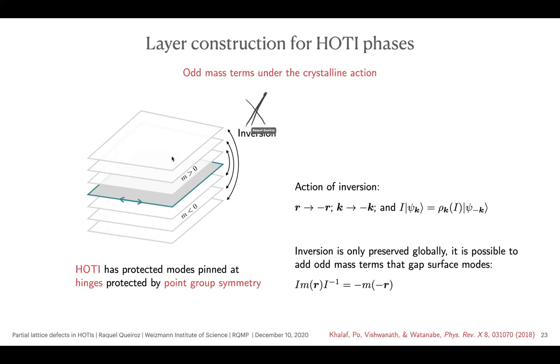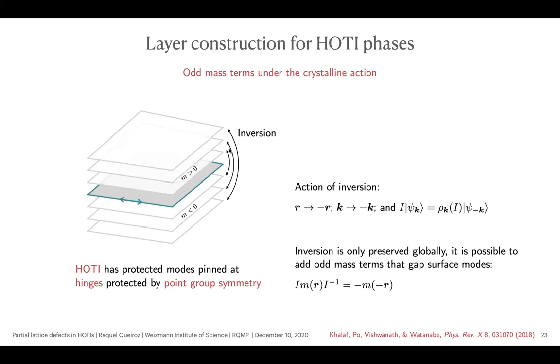I have various 1D helical modes, and I'm going to open a little mass term which breaks inversion symmetry. If the system preserves inversion symmetry globally, on the other side of the sample I would do the same, but with the opposite sign. Because when I act with inversion symmetry on the mass, I change its sign, since it is odd, because it breaks inversion symmetry. And if I do that, I can gap all my surface except that plane. That plane, because it's left invariant under inversion, is going to remain.